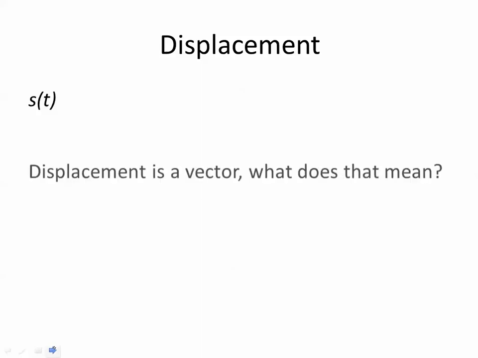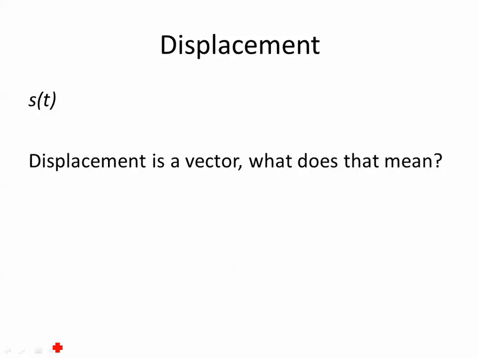It's just one little thing that we've got to get over before we're ready to be able to answer questions about these. Okay, so the first thing we need to talk about with displacement is that displacement is shown with S of t. Okay, I really have no idea why they use an S, but they do. Now, we need to understand that displacement is a vector. Okay, so what does that mean?